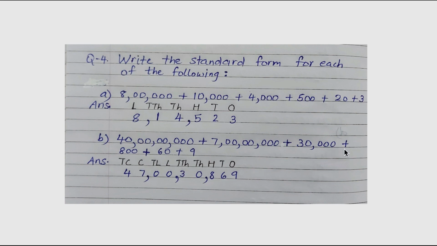Then we have add 800. So directly after 30,000 we have 800. So that means we have 0 thousands. So digit 0 over here in the thousands place. Then digit 8 over here in the hundreds place, because we have add 800. Then add 60. So 6 tens. And then add 9. So digit 9 in the ones place. And then putting the commas to separate out the periods. So like this you will complete this question.